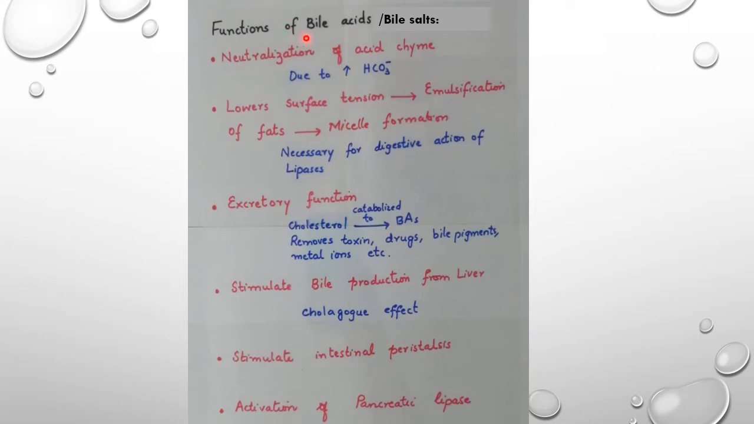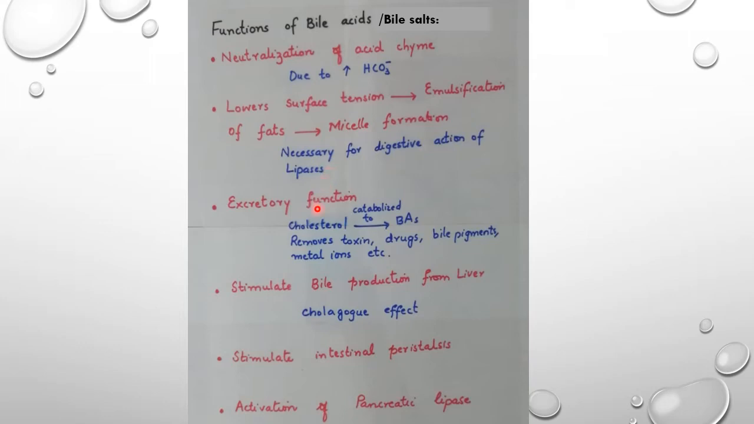Functions of bile, bile acids or bile salts. Bile helps neutralize acidic chyme that comes from the stomach, and this is due to the presence of bicarbonate ions. Bile salts lower surface tension in order to emulsify dietary fats, and fats are transformed into micelles, and this process is necessary for the digestive action of the lipase enzyme.